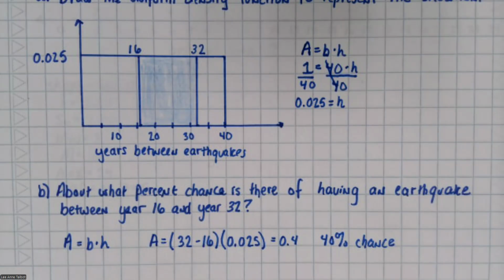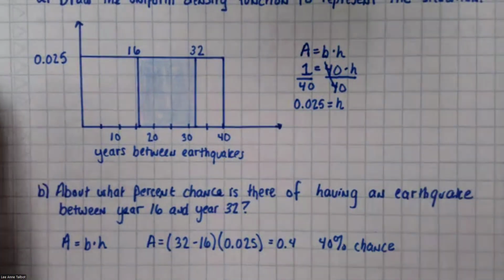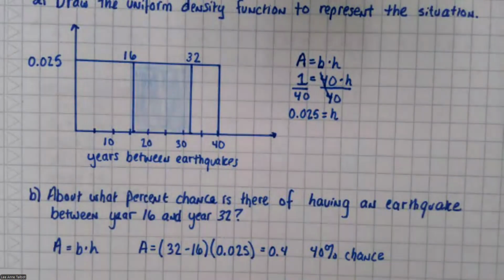Okay, so that's it for 2.2a. Now we're gonna do 2.2b, which is much more interesting and is the normal curve part. Is there more drawing? Yeah.